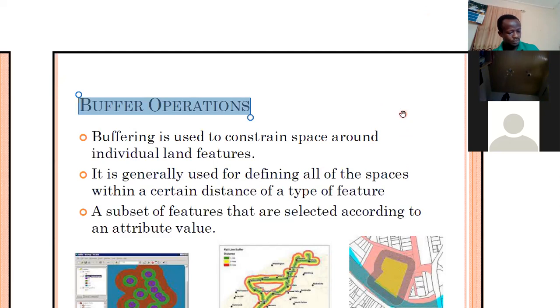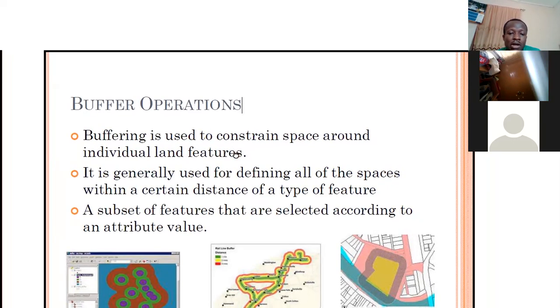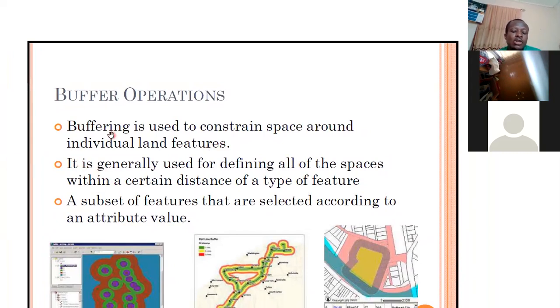Okay, so what is buffering? Buffering is constraining the space around individual land features, or whatever you want, coverage features. But features, we're talking about things around us, buildings, trees, any object. Look around you. If you're near a window, look out. All the things you are seeing are called features, like I said. All right. So how do you constrain the space around individual land features? How do we do that?